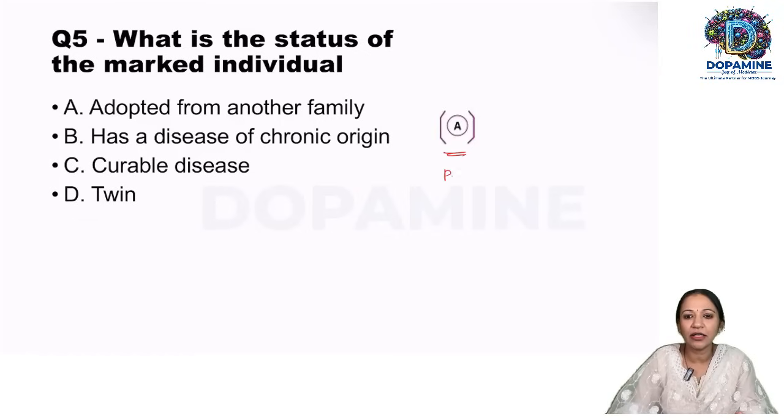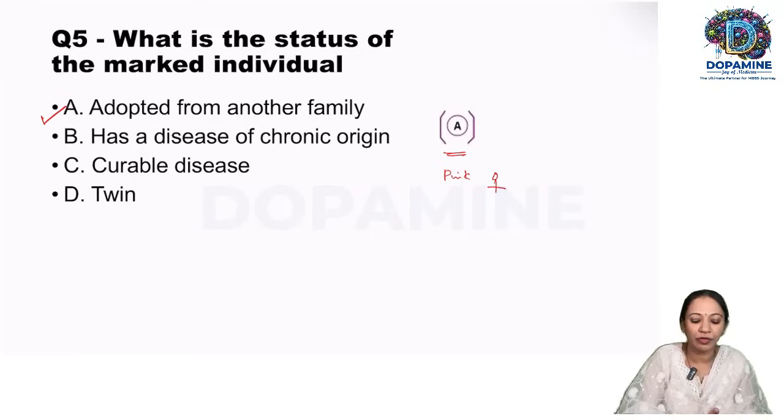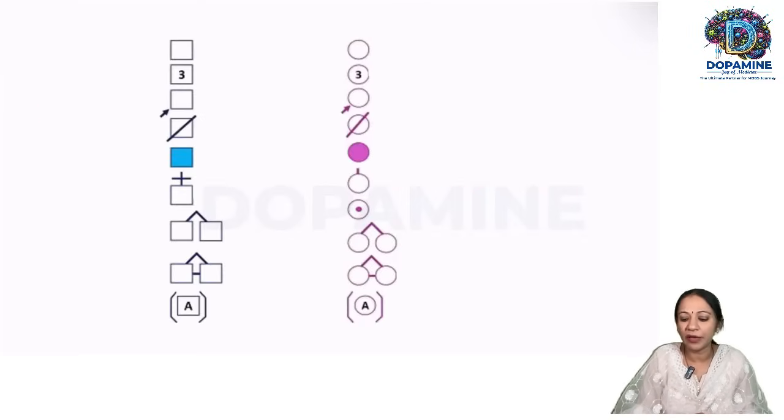So first, see the color, it is a pink color, so probably, and the bracket indicates the person is adopted from another family. So this is the symbol for that. We'll quickly recap all the pedigree symbols. As you are aware, male, female. If there is a number in the middle, it is 3 male and 3 female. Whatever number is there, it is given.